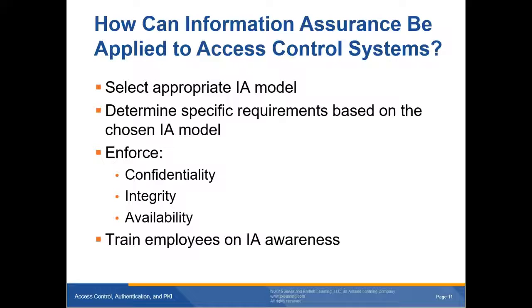Integrity. We have to make sure that the data is untouched. Whoever uses it, it stays exactly as it should be. And availability, we looked at that, it has to be available when it's needed. Having data that's protected so much that you can't get to it and use it is a waste of the time and data. And we have to train employees that we have these systems in place, how to use them, how to go about requesting information so they can do their job.